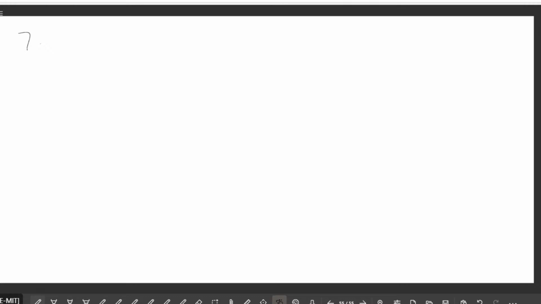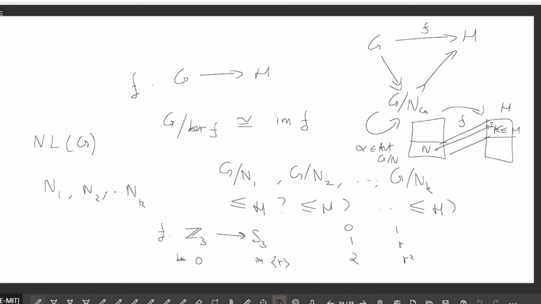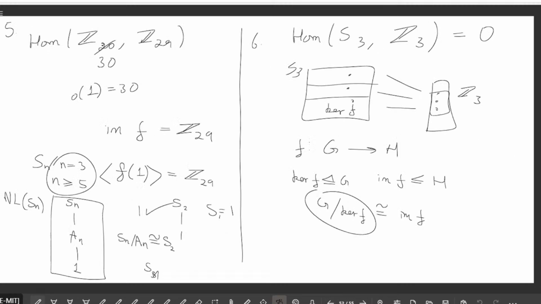The main approach: you look at the kernel, any normal subgroup that can possibly be a kernel, and then quotient by that. There has to be a subgroup of the target that is the image. So you ask whether there is at least one subgroup isomorphic to this G mod N. If there is, then you have a homomorphism, at least one. If not, no. So in this case, the only normal subgroups of S3 are S3, A3, and the trivial one.